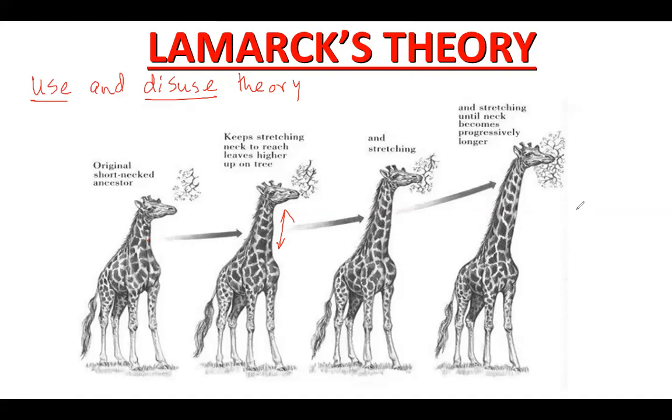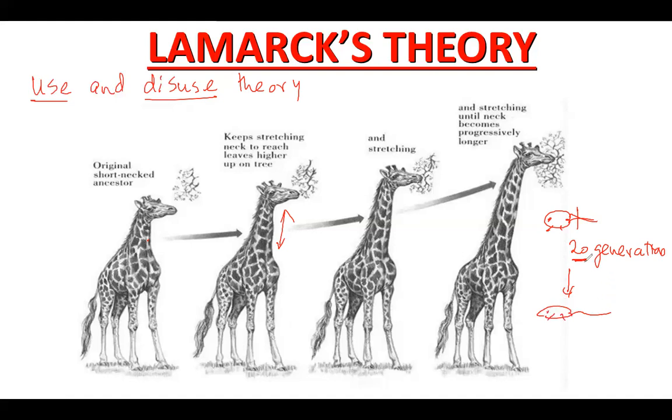But scientists disproved it. Like in one of the experiments, a scientist cut the tail of the rat for 20 generations. 20 generations, he kept cutting the tail of the rats. But there was no change. Every time a new rat was born, even after the 20th generation, it had a tail. It was born with a tail.